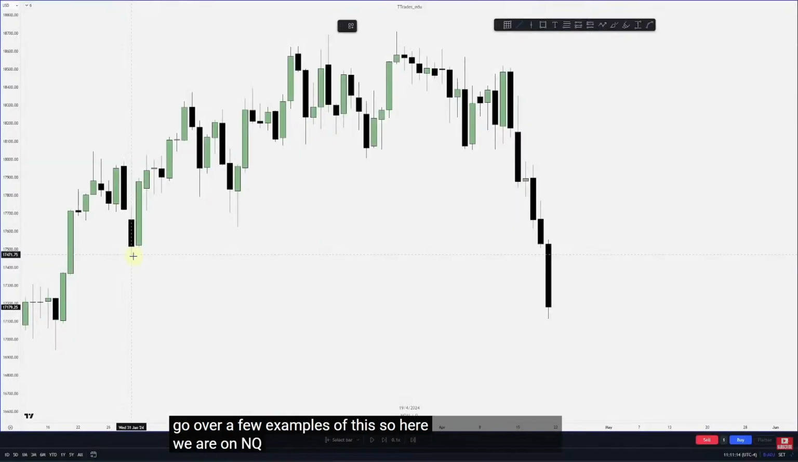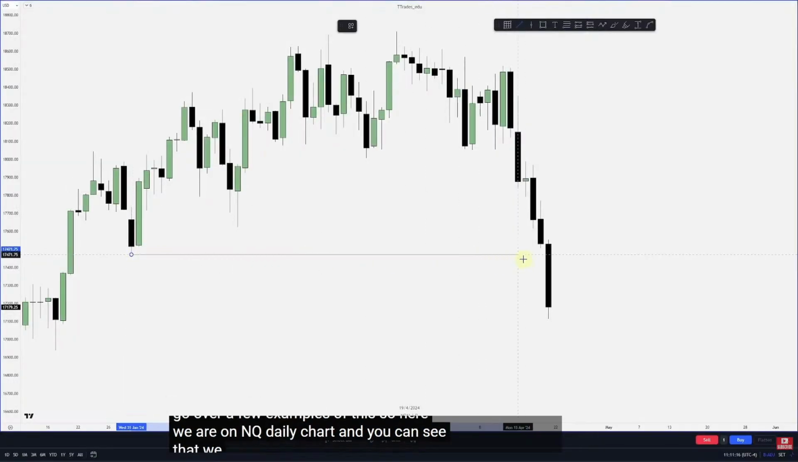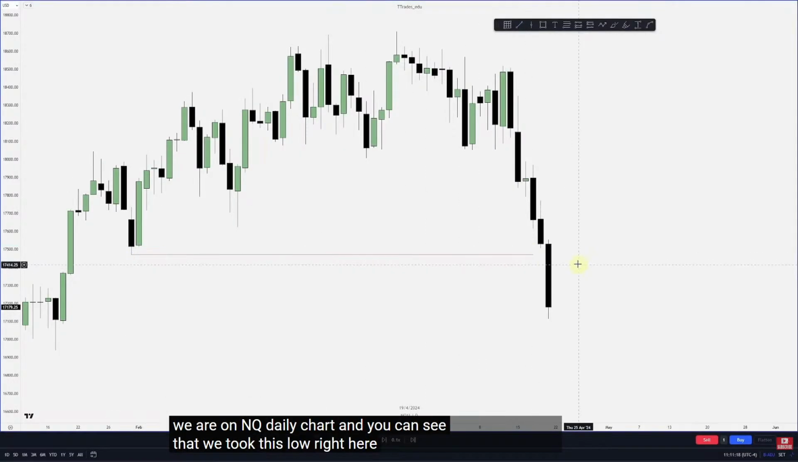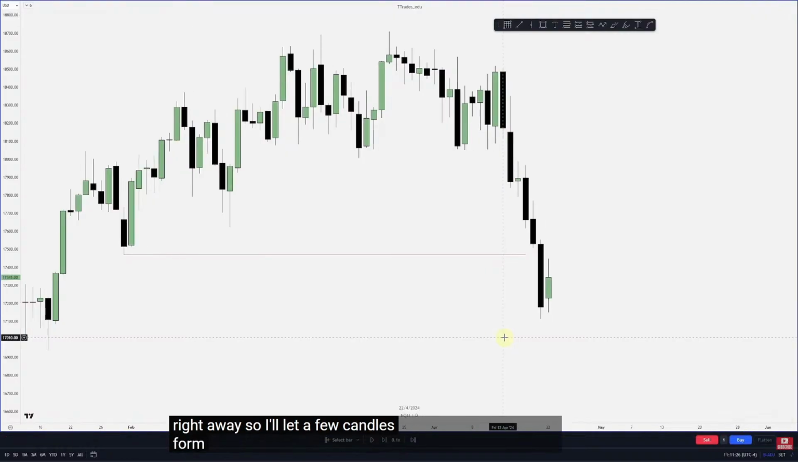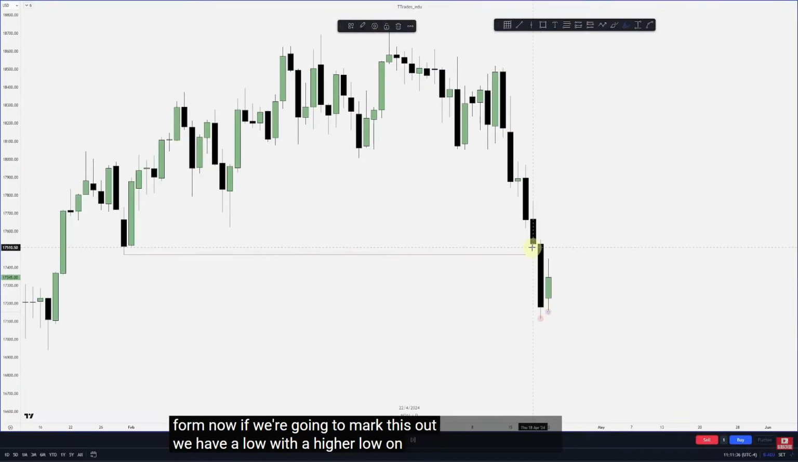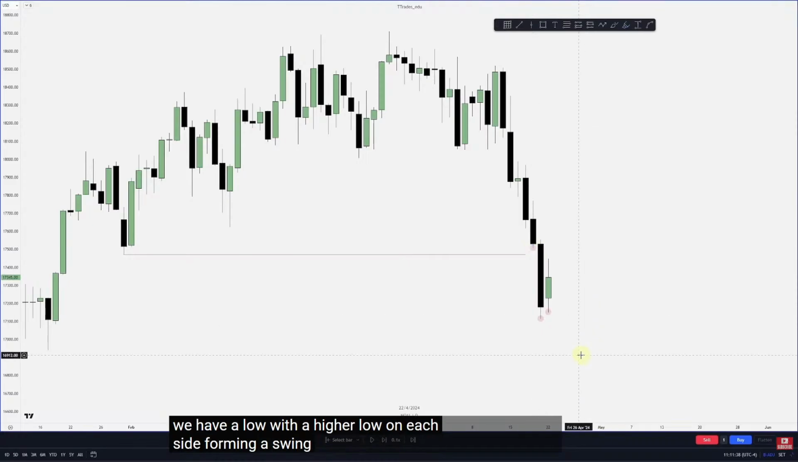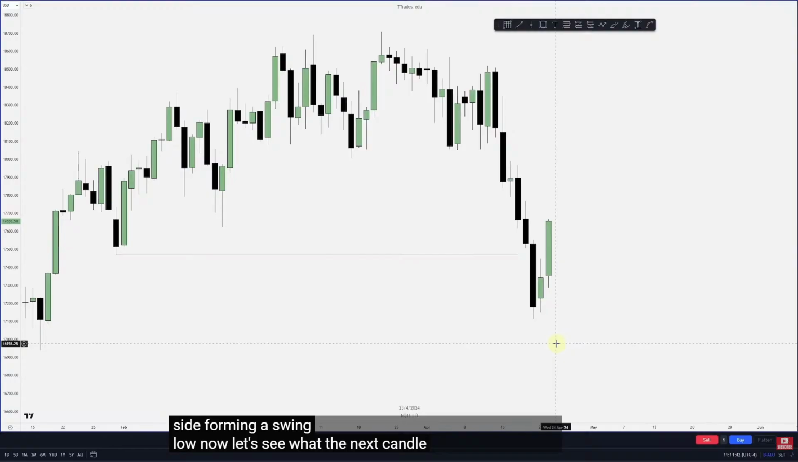So here we are on NQ daily chart, and you can see that we took this low right here. Now, with this super aggressive close down here, I'm not expecting a retracement right away, so I'll let a few candles form. Now, if we're going to mark this out, we have a low with a higher low on each side, forming a swing low. Now, let's see what the next candle does.